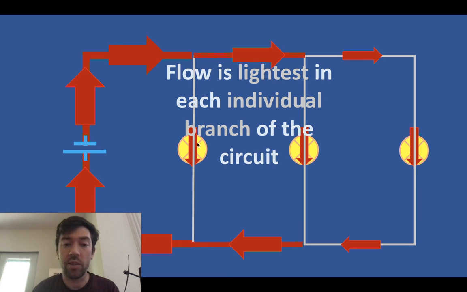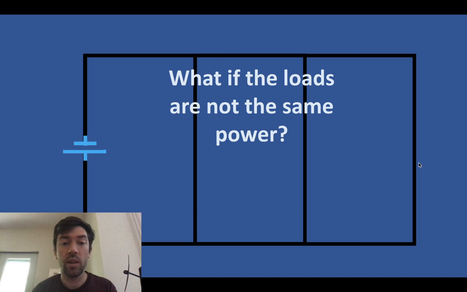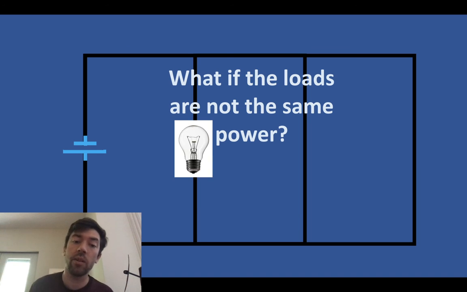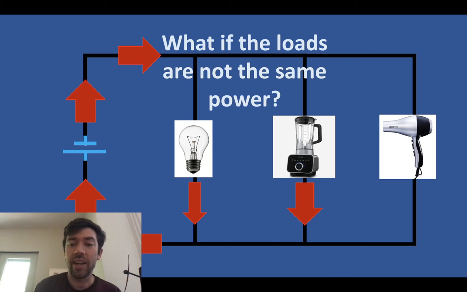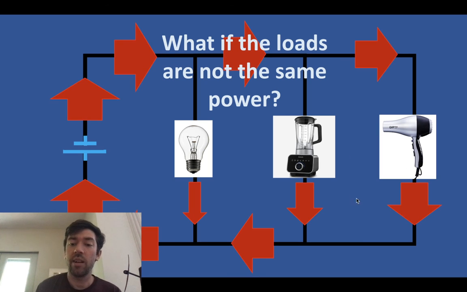But you'll notice that the flow is equal on each of the 3 parallel branches because it's getting split off, so you get the same amount here and here and here. Now that depends on the actual loads. So what if the loads are not the same power? You could have a light bulb here and a blender there and a hairdryer there. Different loads require different amounts of power, so you're not necessarily going to get exactly equal flows of electrons on each of the 3 parallel branches in a circuit.